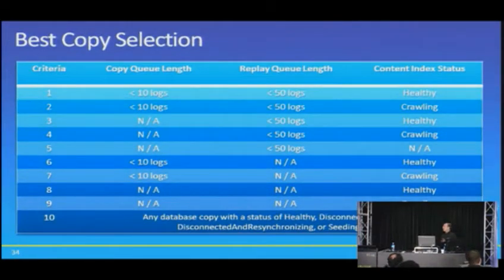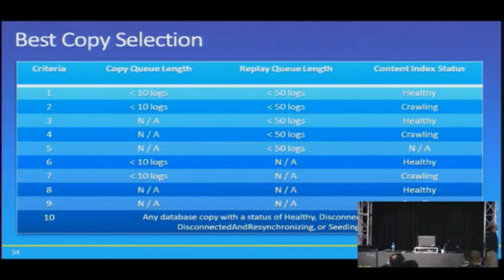So I mentioned the criteria. These are the 10 sets of criteria that we look at. And as you can see, as we go through these, we sort of degrade the criteria a little bit, sort of loosening up and making sure that we can find a copy to activate. Everything doesn't have to be in a perfect world.